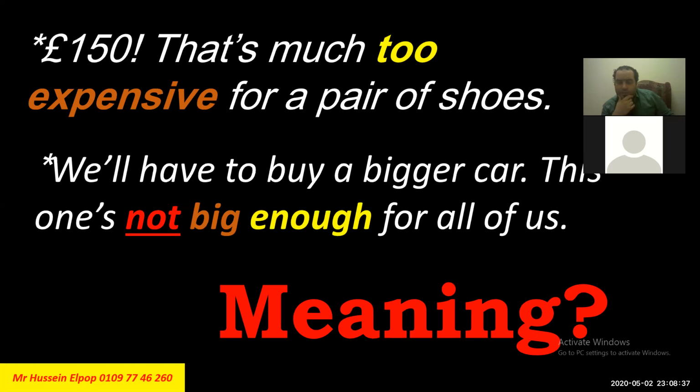Look at the first example and the second example. What's the meaning here? You can't buy it because it's too expensive to buy. This is the first one. It's too expensive that I can't buy it. Yes. What about the next one?